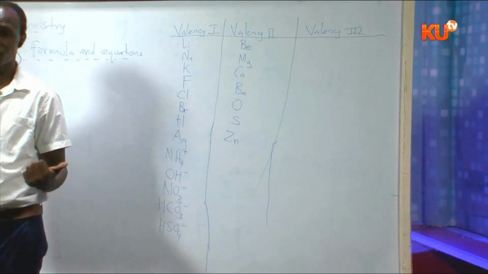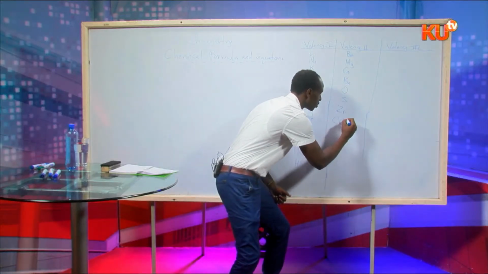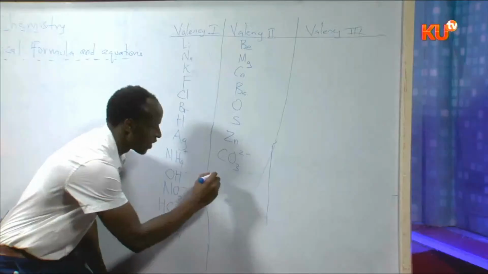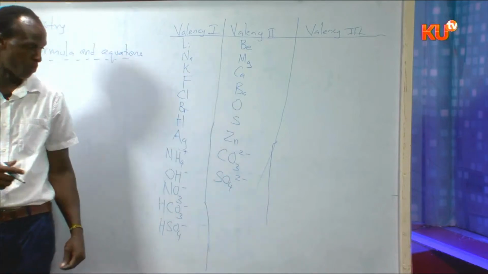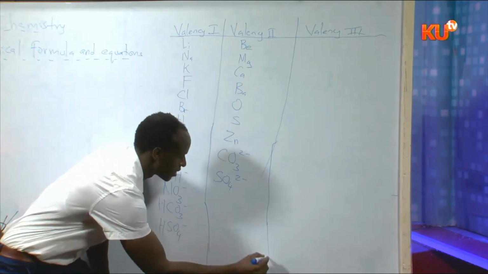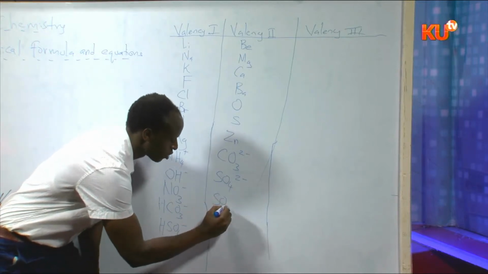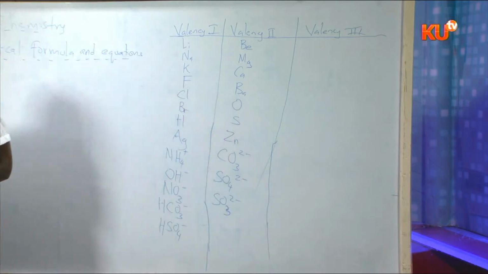Now let's move to the radicals. Which radicals have valency of 2? We have carbonate, CO3, 2 minus. Remember, a radical must always have a charge. We also have sulfate, SO4, 2 minus, valency 2. We also have sulfite. Sulfite is SO3, 2 minus, has a valency of 2.